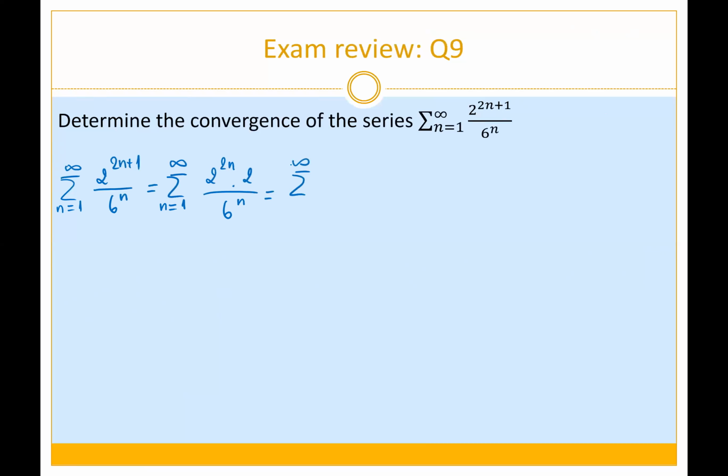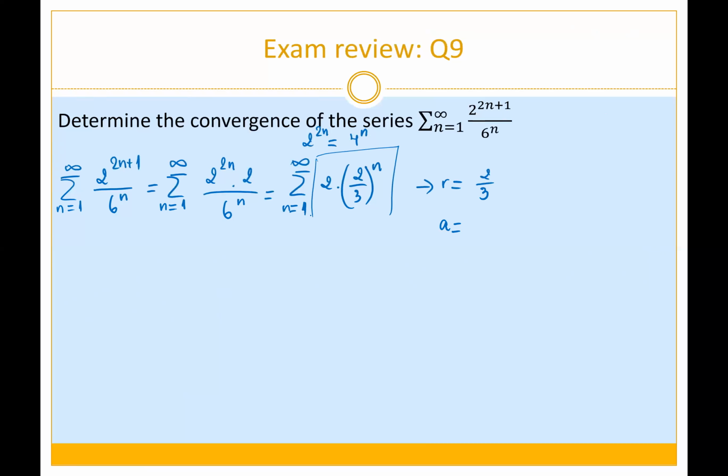And this one is going to give us 2 multiply 4 over 6, because it's 4 to the n here. So it's 2 over 3 to the n, because 2 to the 2n is 4 to the n. And then 4 over 6 is 2 over 3. Therefore, we have a geometric series with r equal to 2/3 and a, which is the first term in the series.